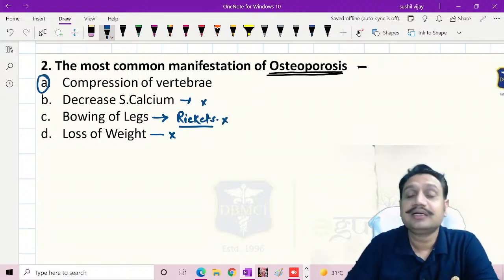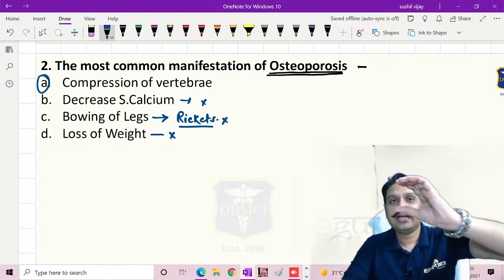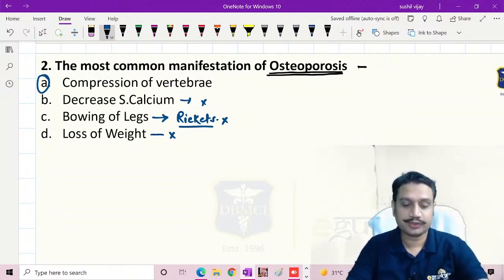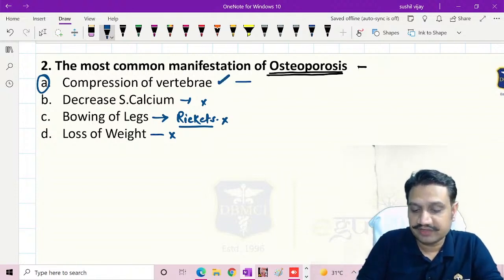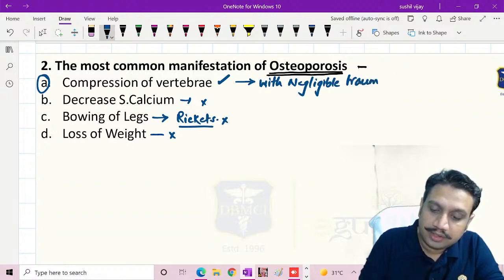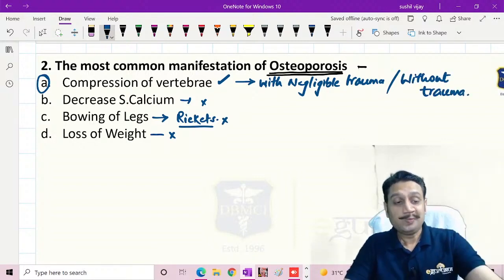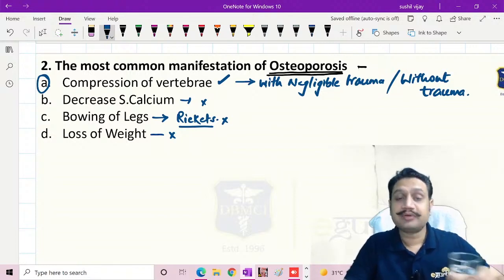Compression of vertebra. That is what I said. The vertebra which is bigger like this one will get depressed like this, and that's what you call compression of the vertebra. So the patient will be presenting with negligible trauma or without trauma. Even without trauma, or with minimal trauma, the vertebra will get depressed. That's what you call the compression of vertebra.